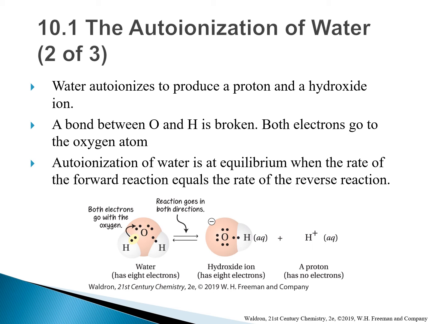Notice that the autoionization reaction has a double arrow. This double arrow means the reaction goes in both directions at once. We say that the system is at equilibrium when the rates of the two opposing reactions are equal. For the autoionization of water, the system is at equilibrium when the forward reaction, in which water is ionizing to form H+ and OH-, takes place at the same rate as the reverse reaction, in which the two ions, H+ and OH-, come together to form water.